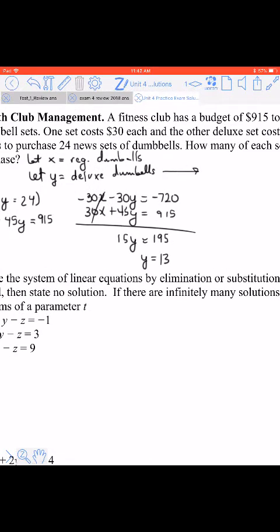So this tells me for y we need 13 sets of deluxe dumbbells. And we're only getting 24 sets. So if you take that 13 from 24, that means that x equals 11, or we're getting 11 sets of the regular dumbbells.